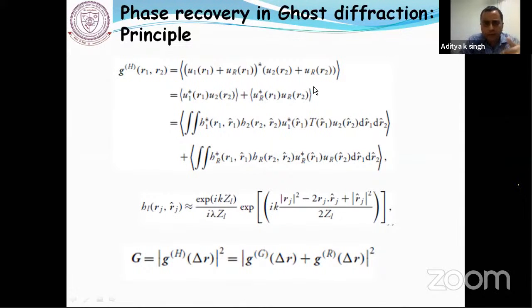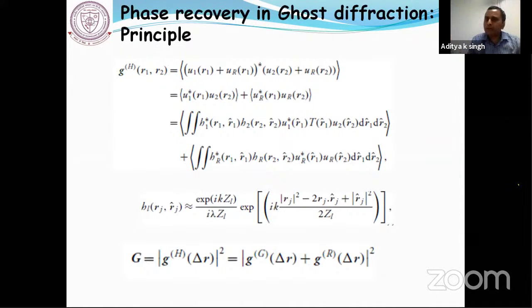If I just take the correlation, we know that the random field UR is completely different from the random field which illuminates your object and makes a reference. So when we take the correlation, the cross-correlation between UR and U1, U2 will be 0. And when you calculate the correlation, it gives you a relation like G equals the interference of two quantities, capital G and G_R. So it's a coherent interference between two coherence functions.